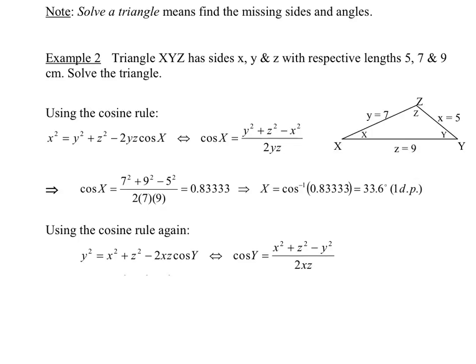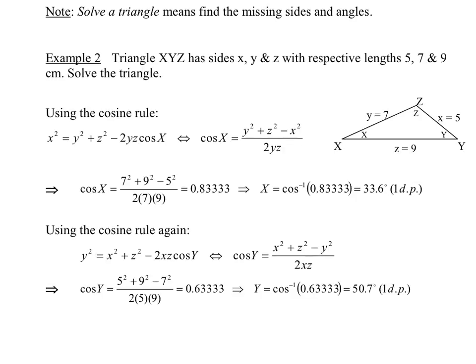If you plug in values of x, y, and z into this, it's the same values but now in a different order. You'll notice, instead of 7 squared plus 9 squared minus 5 squared, like we had up here, it's 5 squared plus 9 squared minus 7 squared. So it gives us a cosine of y equal to 0.633. The next step, again, just do the inverse cosine of that to get 50.7.